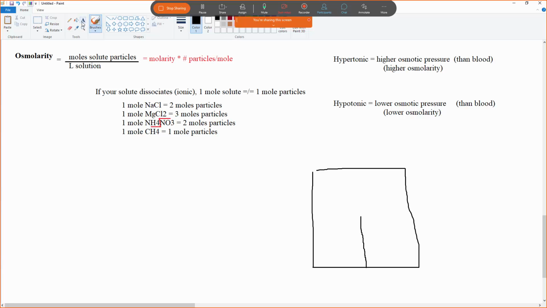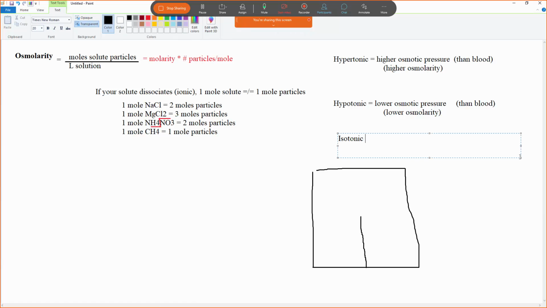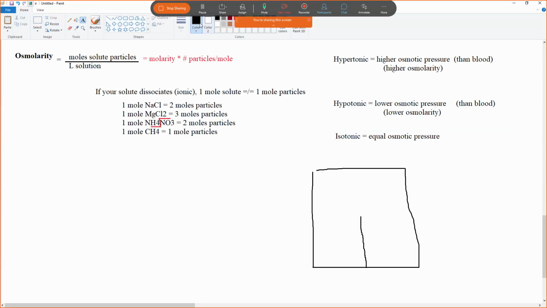Oh, and you're exactly right. Sorry, I'm going to add this to Sarah's. Isotonic equals equal osmotic pressure. Okay, so if I take, oh, and I need a different color.